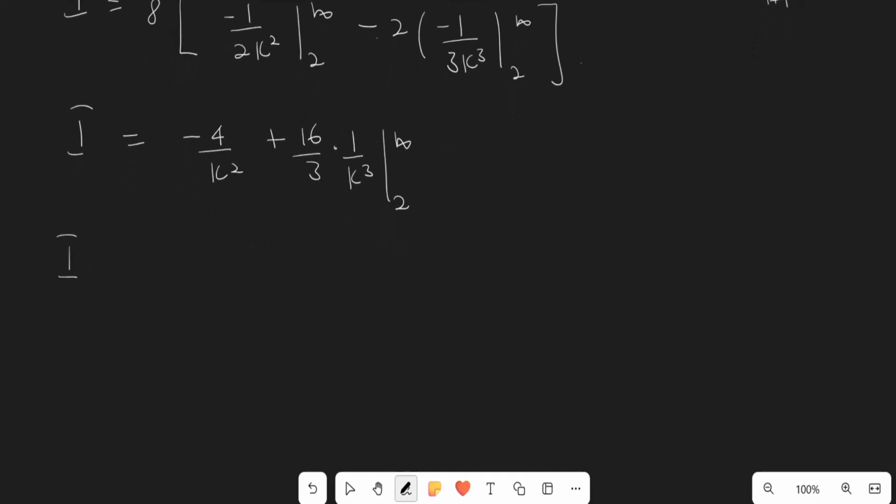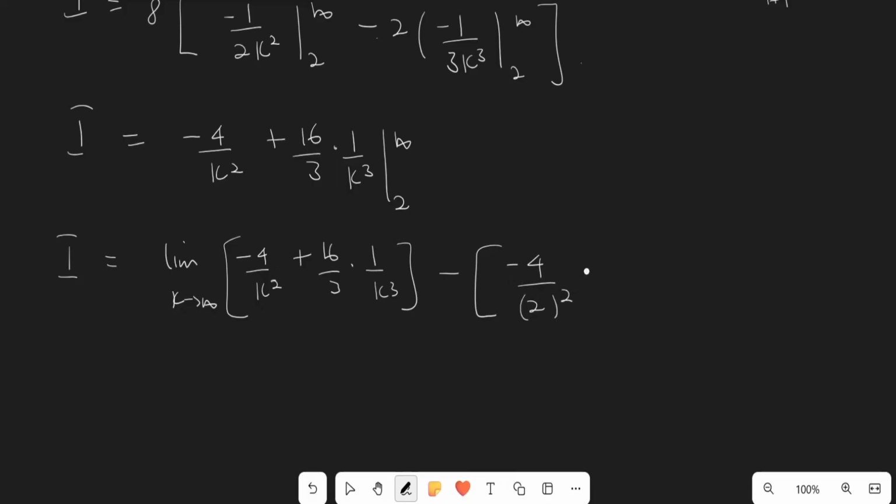Now we can take our limits really. So this is the limit as, let's say, k approaches infinity of negative 4 all over k squared plus 16 over 3 times 1 over k raised to the power 3. This is the upper limit. Minus, you plug in your lower limit, that is going to be negative 4 all over 2 raised to the power 2 plus 16 over 3 times 1 all over 2 raised to the power 3.